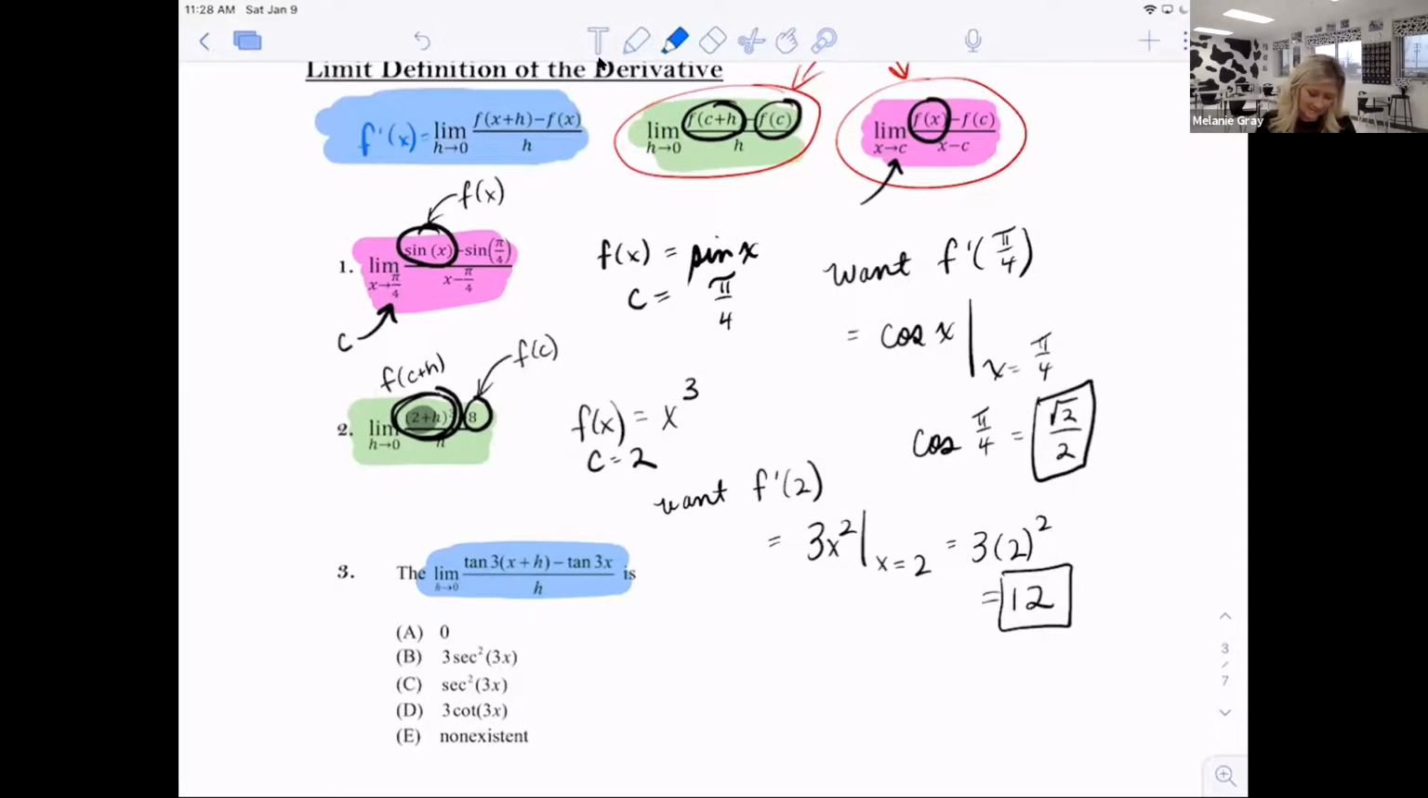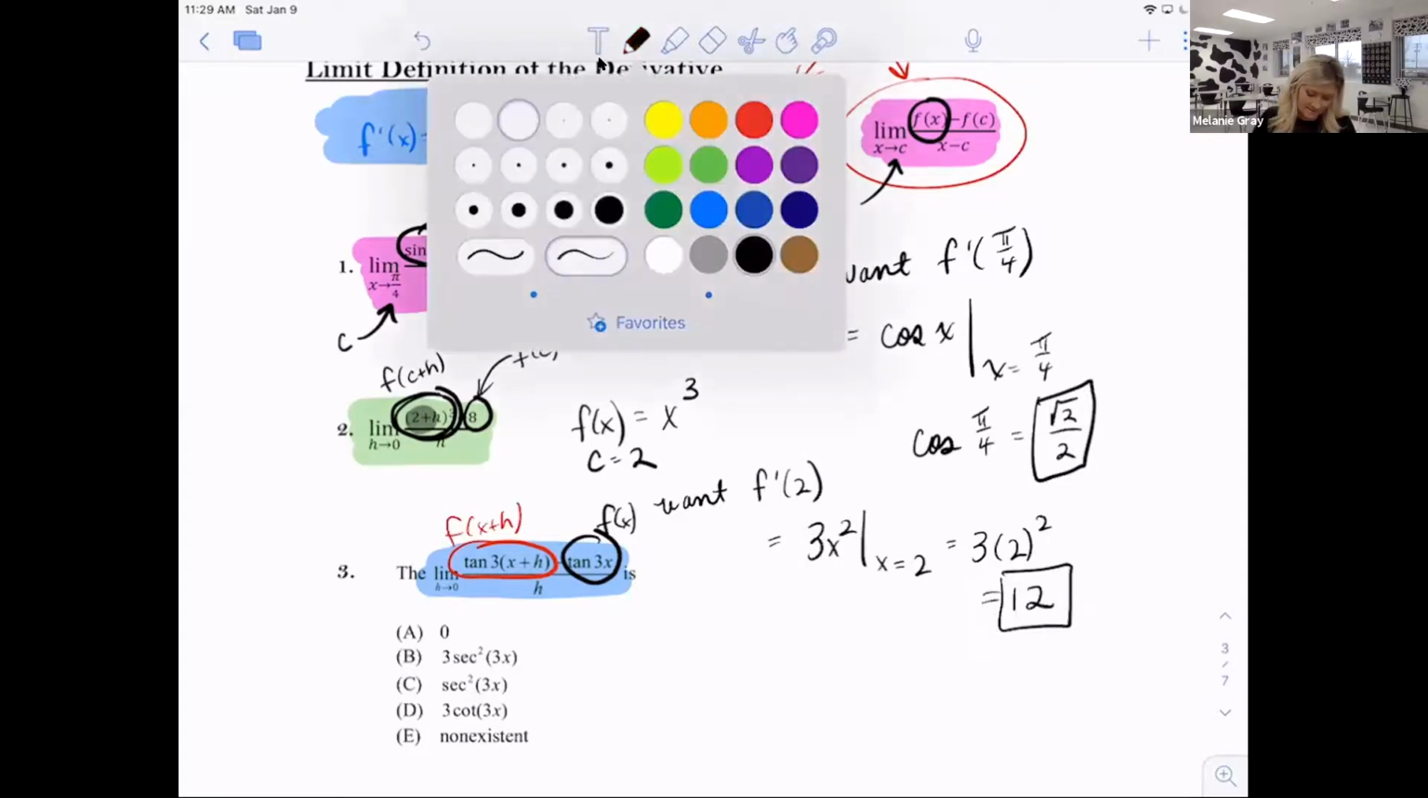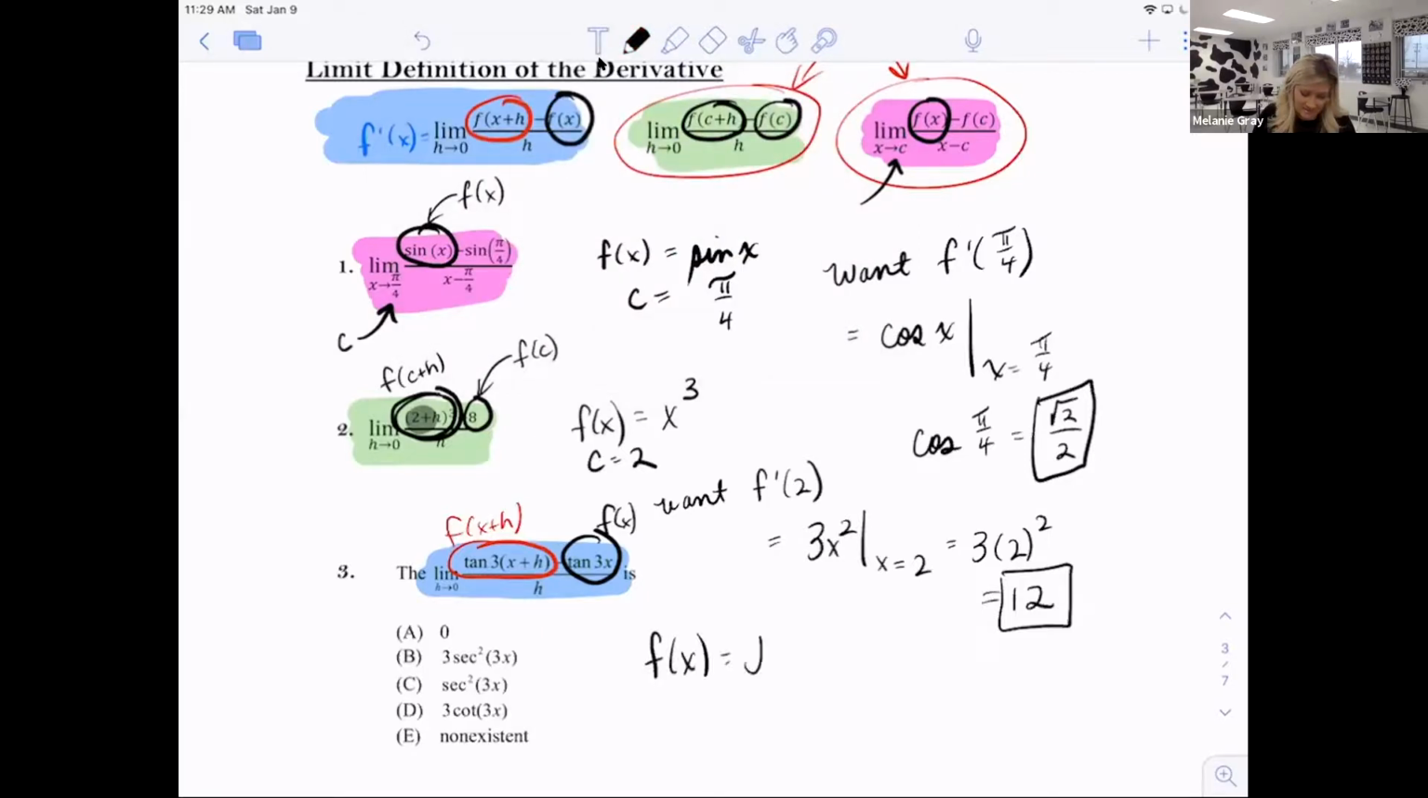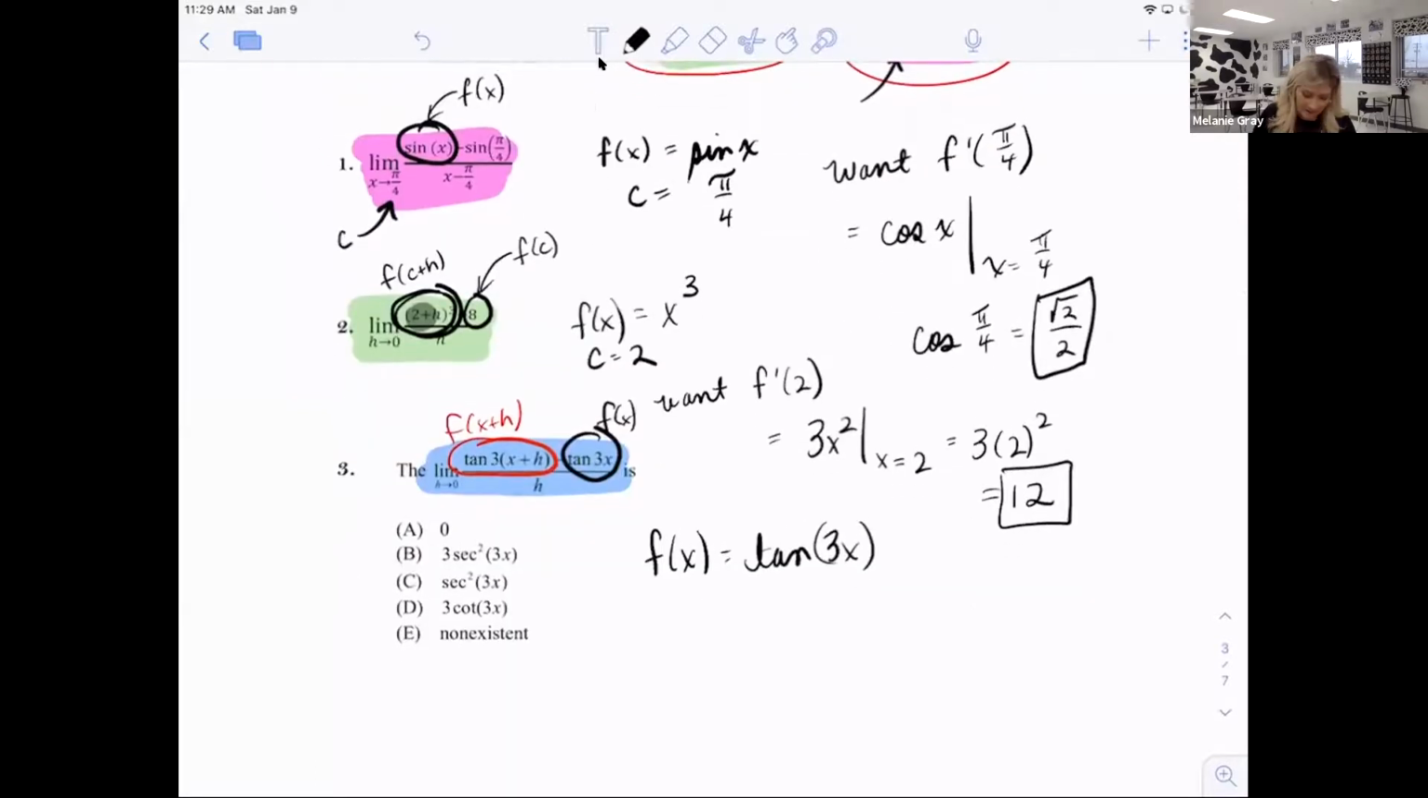And I can see that by looking, if you look here, this is your f of x function, the last piece of the numerator. And of course, this would be your f of x plus h, which just means you take x plus h and sub it into f of x. And so if we know that f of x is tangent of 3x, and in this case we just want f prime of x. This is just the derivative, not the derivative at a point.